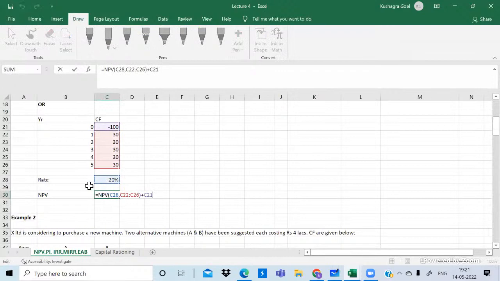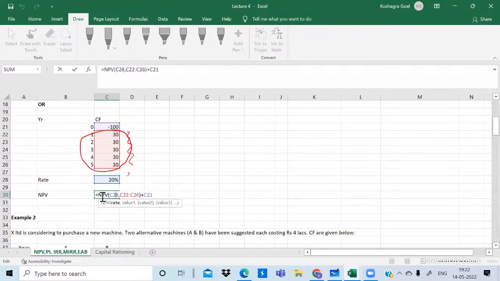What I'll do is write equal to NPV and then insert the bracket. Once I insert the bracket, I get prompts which tell me what is to be inserted. First thing is the rate. My rate is 20%. Then it says insert the values. Which values? Values that you're getting from the first year till the last year. So what values am I getting? I'm getting 30, 30, 30, which is nothing but C22 till C26. So I've written C22 to C26, and then I close my bracket.